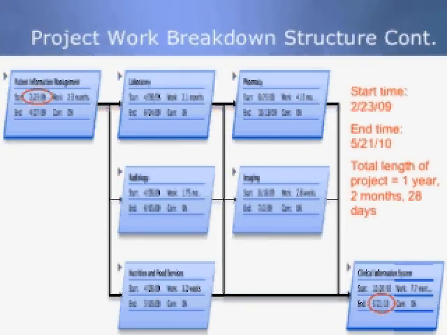The circled dates represent the beginning and end times of the project implementation. The first task will begin on February 23, 2009, and the final task will be completed on May 21, 2010. From this, we can conclude that the project will take 1 year, 2 months, and 28 days to be fully implemented within this healthcare organization.